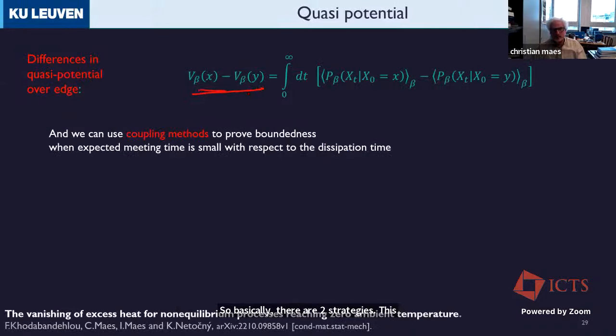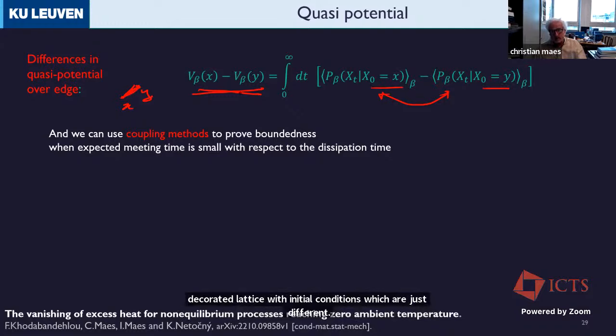This quasi-potential, if you look at the difference between an edge, so x and y, or just in my graph, they are just two non-equilibrium conditions which are coupled in transitions. If you take the difference, it's no longer an excess, but you have to look at the differences in the dissipated power. Now, in probability theory, there is a way to understand this because you're really working with a random walk on a decorated lattice with initial conditions which are just different, and you can use coupling methods to prove boundedness. And that leads to physical conditions for the third law, which are related to, well, that the relaxation times have to be small with respect to the dissipation times.